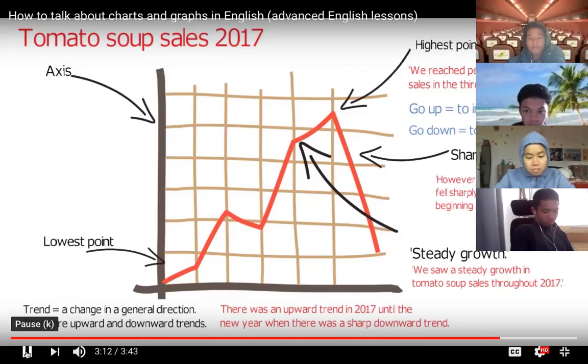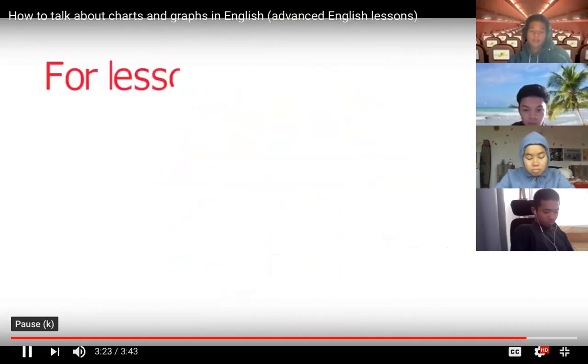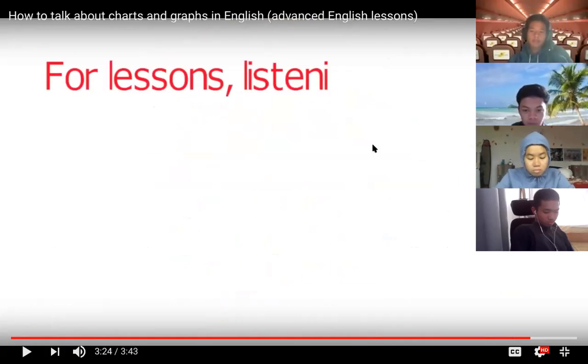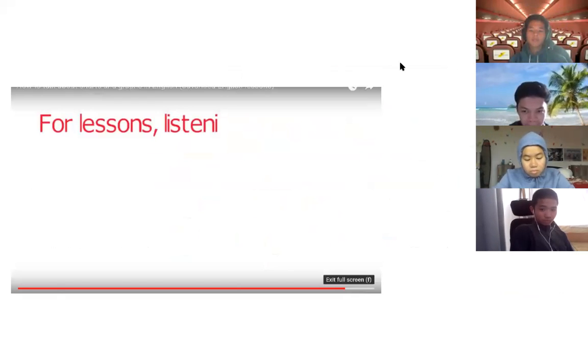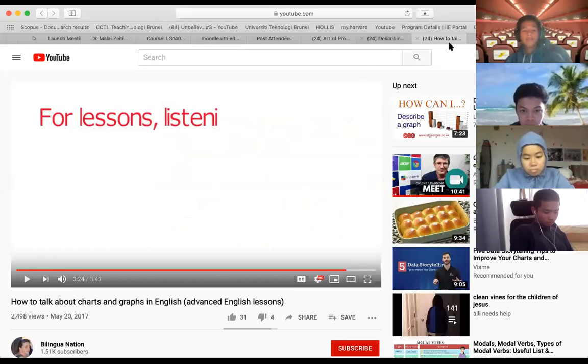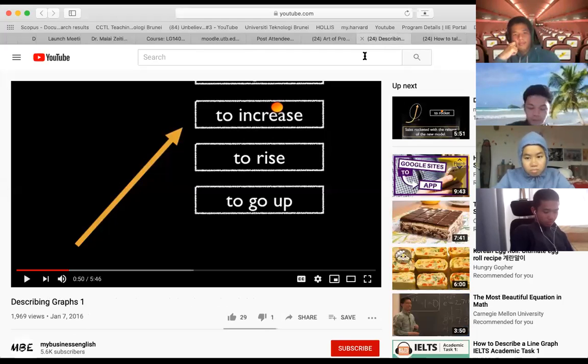So next time you have to speak about data in English, try using some of these phrases. Okay, so this is the first one. Well, that's it for charts and graphs. So I'm going to close this one and we go on to the next chart. The next one I'm interested in is this one. This one might be a good one as well.